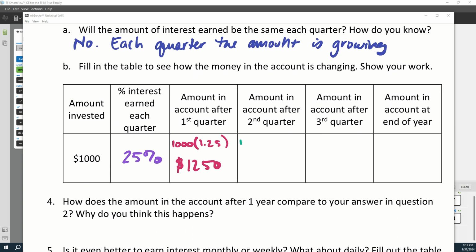All right, so second quarter, we're going to do the same thing, but this time we take 1250 and multiply it by the 1.25. Somebody do that for me, please. 1250 times 1.25. Thank you. Okay, so you guys keep doing it. Keep multiplying by 1.25 until we get to the end of the year, please. So just take the amount we got, multiply it by 1.25, and then do it one more time.